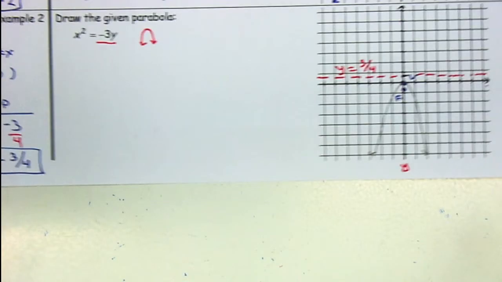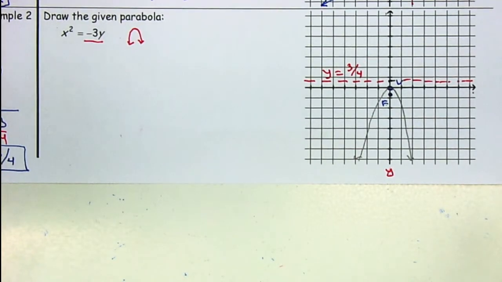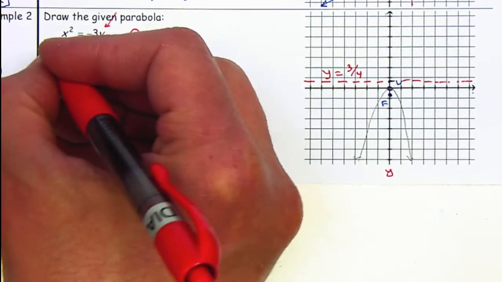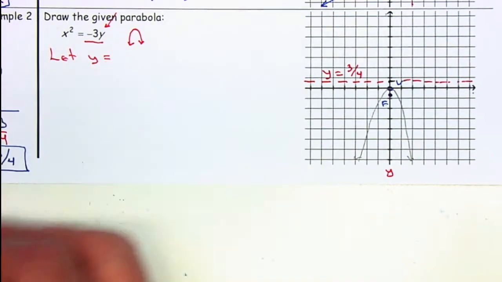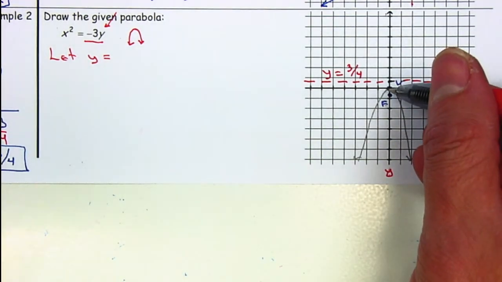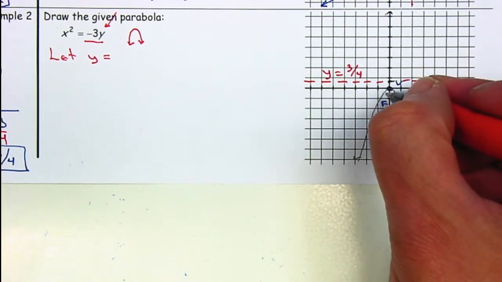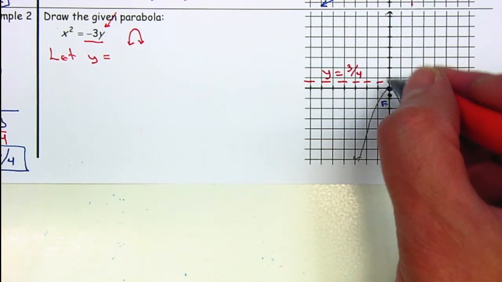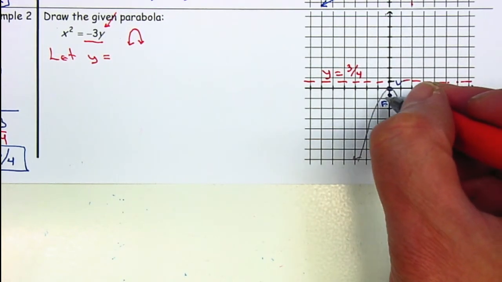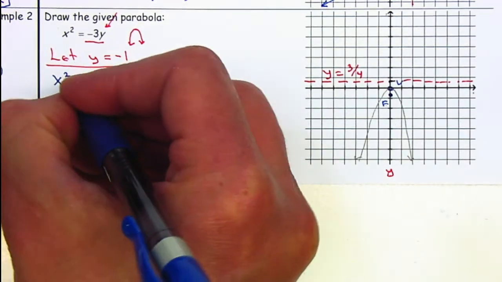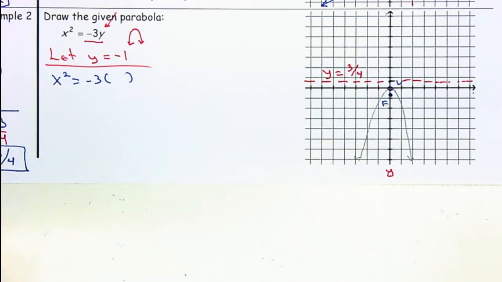Now, I need to be able to find points on the parabola, so I can have a more exact parabola. In this case, I'm going to plug in values for y. You always want to go inside your parabola, so I'm going to plug in a negative 1. If it was facing up, then you will have to plug in a 1 and then a 2. In this case, I'm going to plug in a negative 1 so I can find both points on the side. So let y equal negative 1.